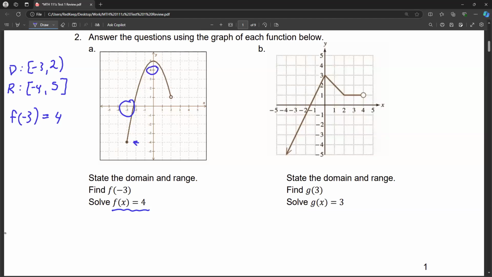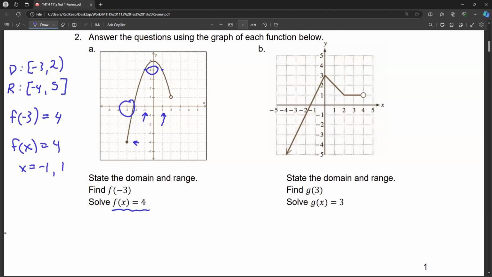We see this happens in two different places on our function. Right here, we can assume, and right here as well. So the x values that correspond to this look like they're going to be -1 and +1. So if they were asking us to solve what is f of x equaling 4, what are those x values? X would be equal to -1 and +1.